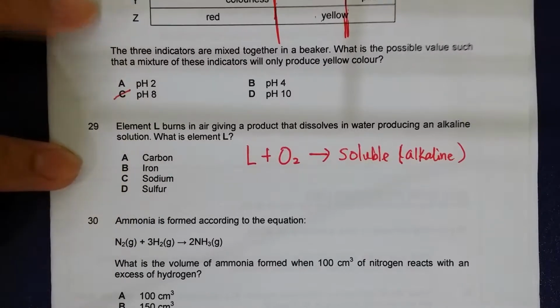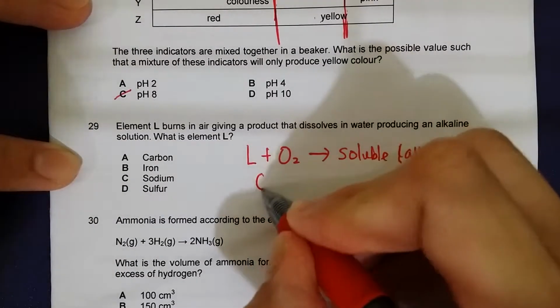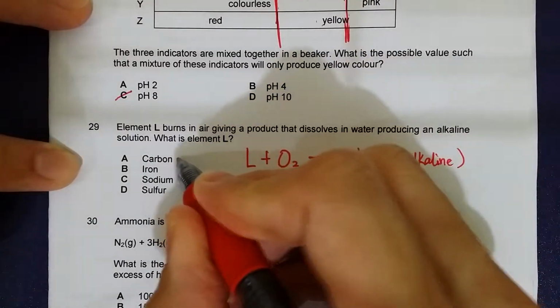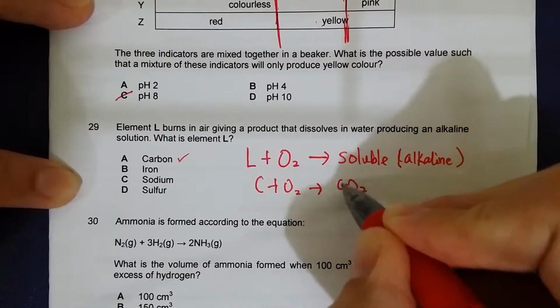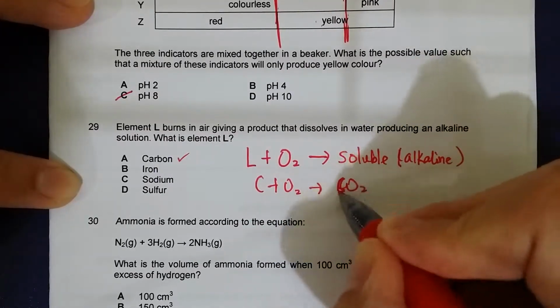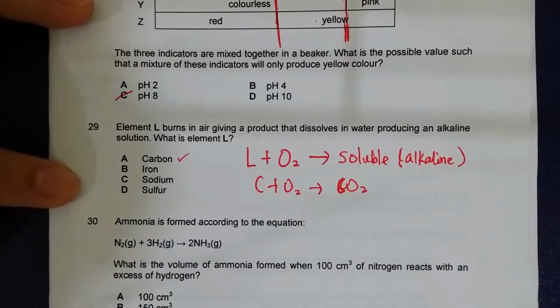So something that burns in oxygen. Let's say we look at air, carbon burns in oxygen, what do you get? Carbon dioxide. Is carbon dioxide soluble? Carbon dioxide is actually slightly soluble in water. When it is dissolved in water, you get something called carbonic acid.